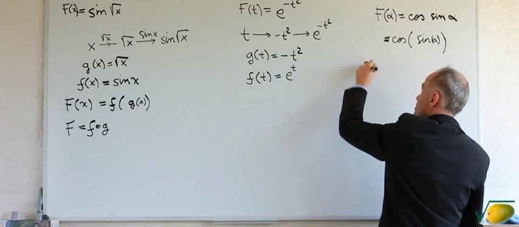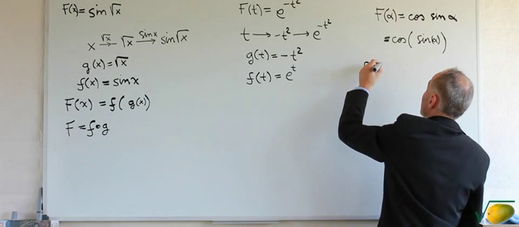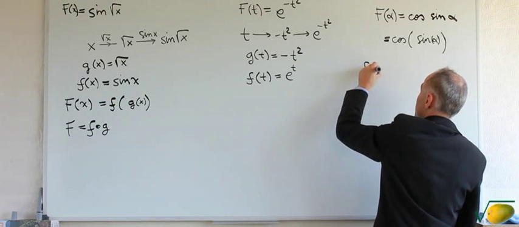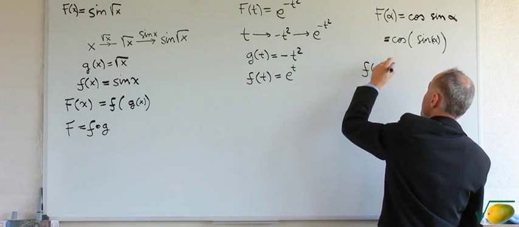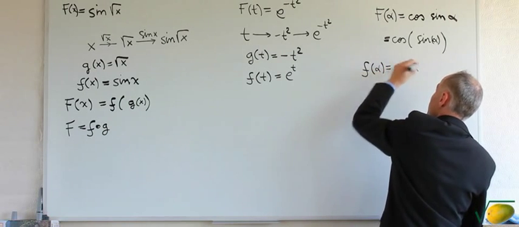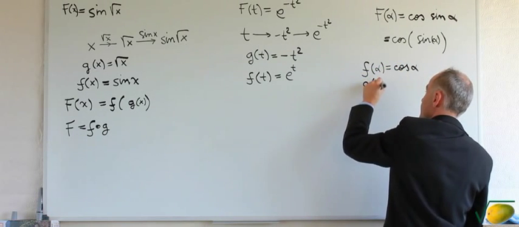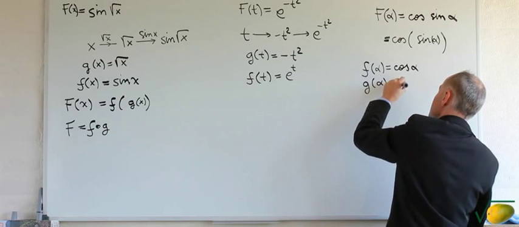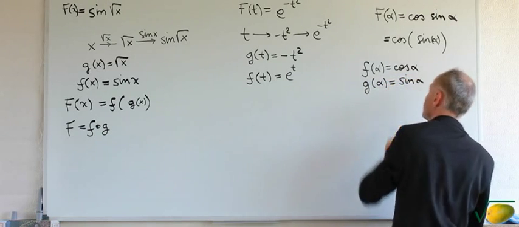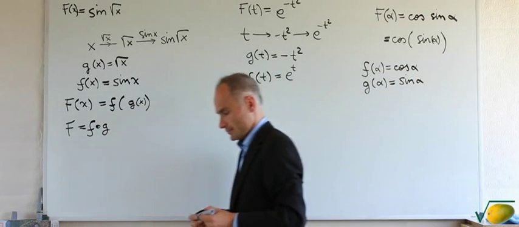So the outer function here is f of alpha to be cosine alpha, and then the inner one is g of alpha to be sine of alpha.